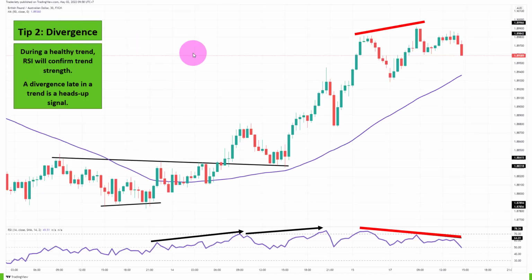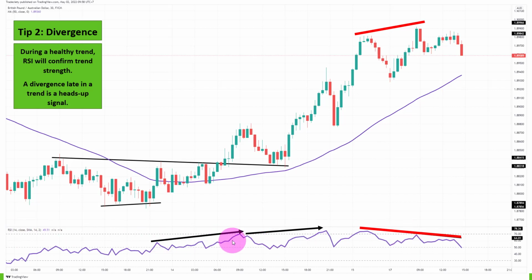Next tip, look for divergences as a trend matures. So we are trading here below the moving average. We are starting here a new trend. And then you can see we have wave 1, wave 2, wave 3, wave 4, wave 5, wave 6, wave 7. And then at wave 7, we are starting to see a divergence. We're using here the 14 period RSI, and the RSI is a momentum indicator.